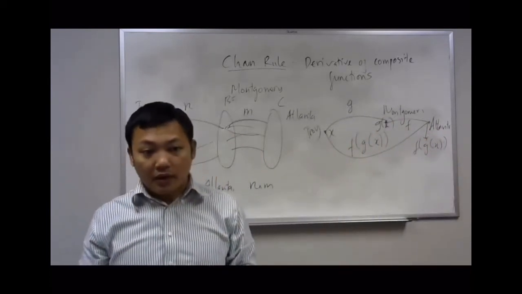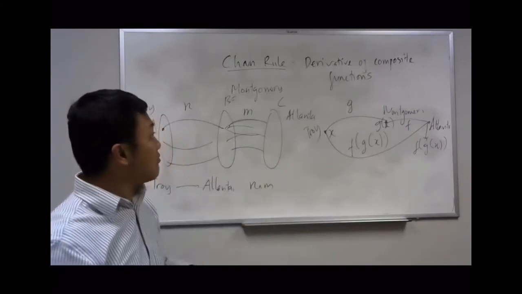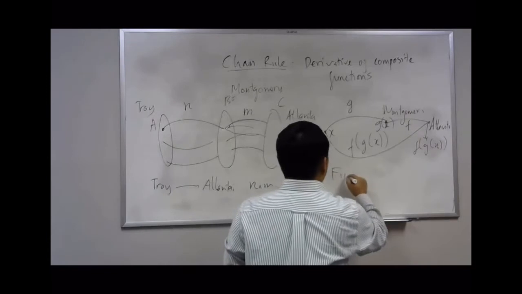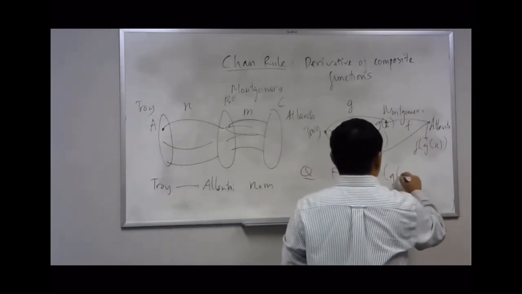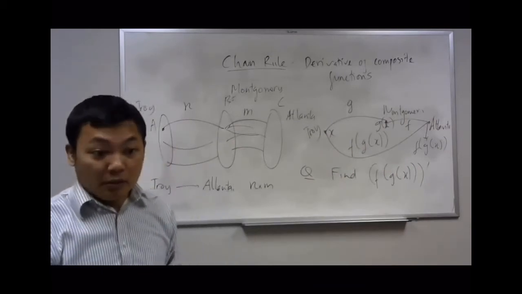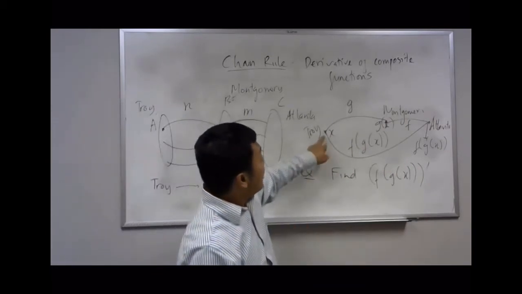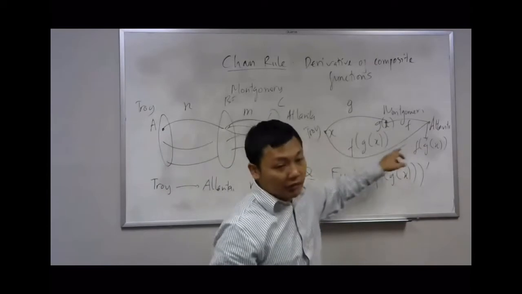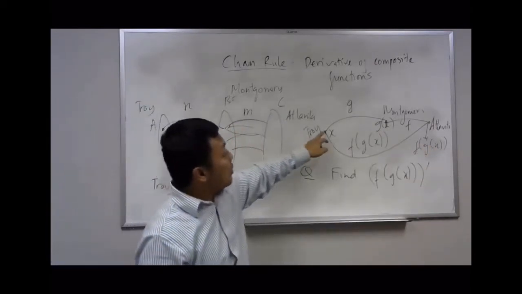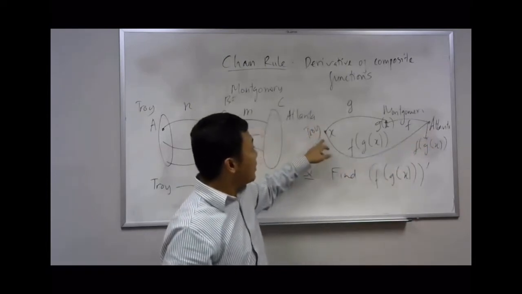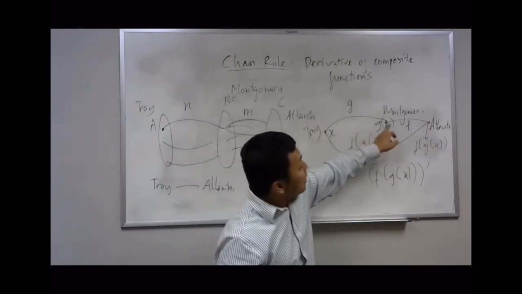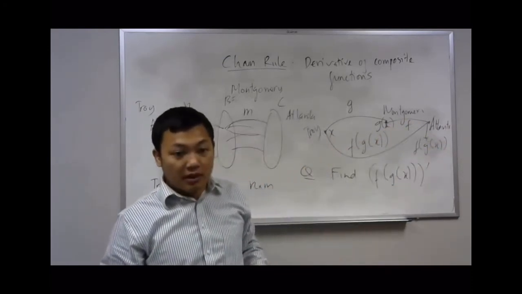We want to find the derivative of f of g of x. The question is, find the derivative of f of g of x. That means we need to find the rate of change of the whole function from Troy to Atlanta. Based on this example, you can see how to find the rate of change on the whole path. You have to find the rate of change from Troy to Montgomery and the rate of change from Montgomery to Atlanta, and take the product.